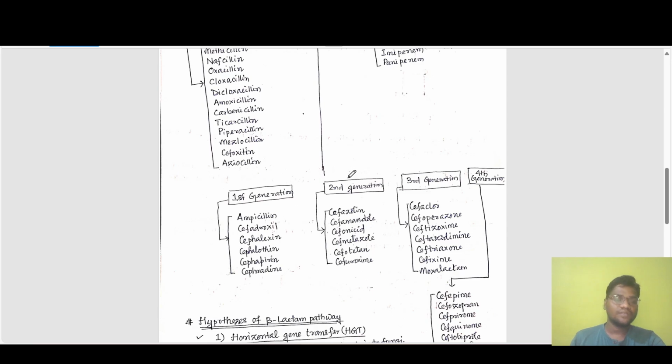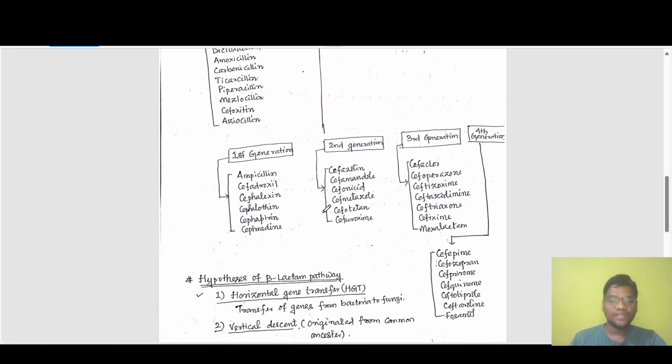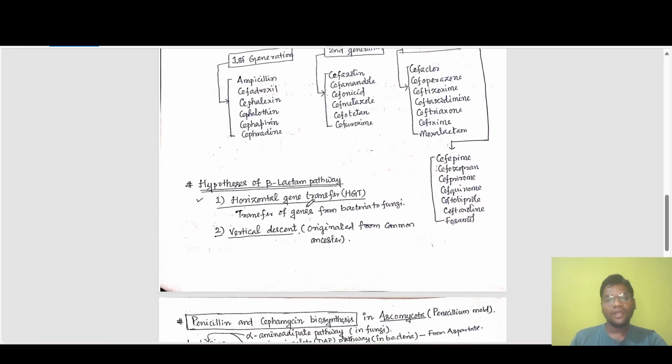This is a very wide type of antibiotic that is used in the pharmaceutical industries particularly, and also the penicillin now. And now, before going to the pathway, we have to discuss how this ability to synthesize beta-lactam type of antibiotics is found or developed inside the fungi and inside the bacteria.